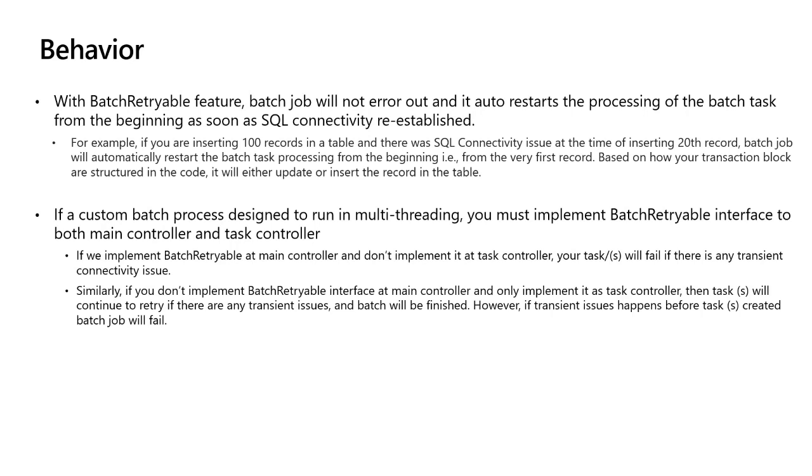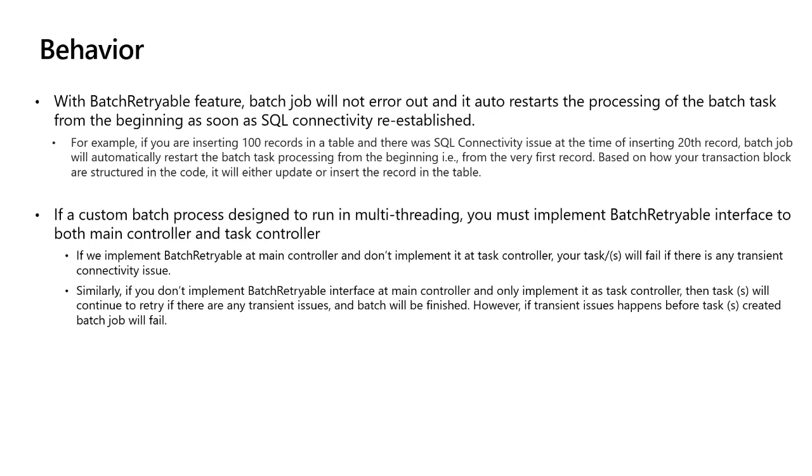What happens is that if any transient failure happens when your tasks are executing, say out of 5 tasks running, maybe one of the tasks falls in that transient failure window and ends with an error. Other tasks will finish, and your main controller is going to finish because you implemented retry on the main controller, and the controller didn't encounter that problem. The problem was encountered by the task. So when you are implementing batch retriable, you need to make sure you implement it at the main controller and the task controller.